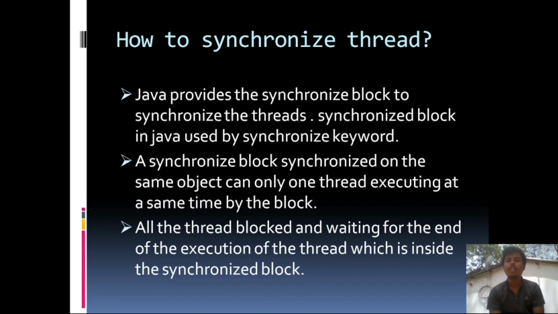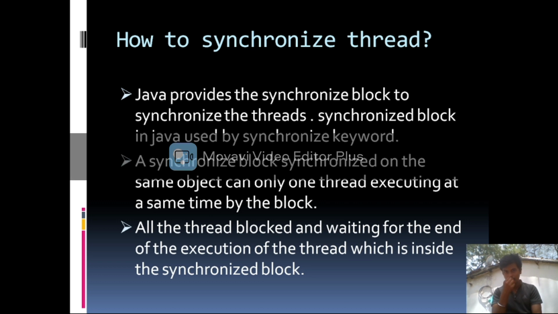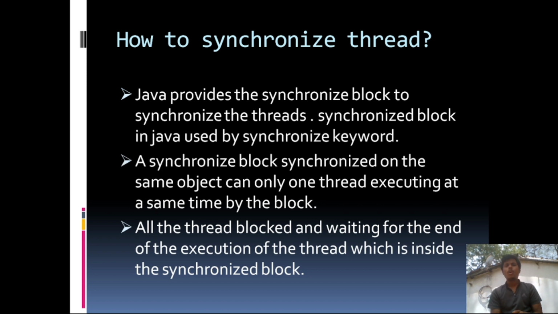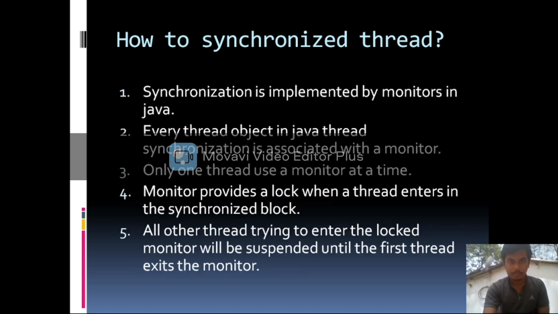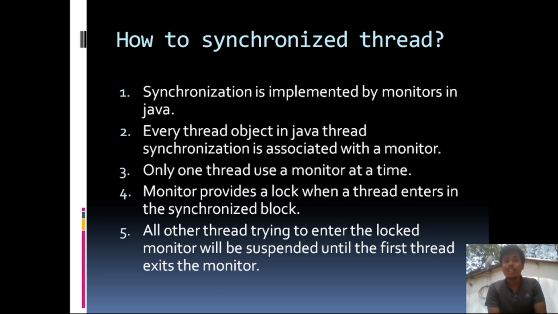A synchronized block. What is a synchronized block, guys? A synchronized block synchronizes on the same object so that only one thread can execute the block at a time. All the other threads will be blocked, waiting in the waiting state. After the thread finishes its process, another thread will have the opportunity to access the resource. So guys, now we will move further and see how to synchronize a thread.